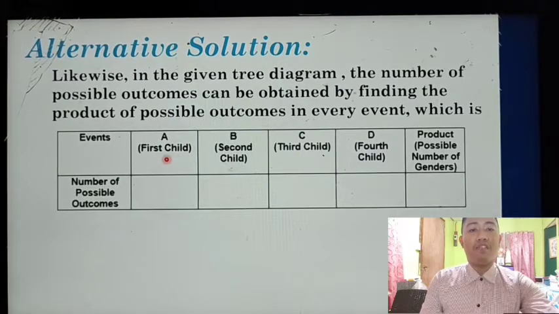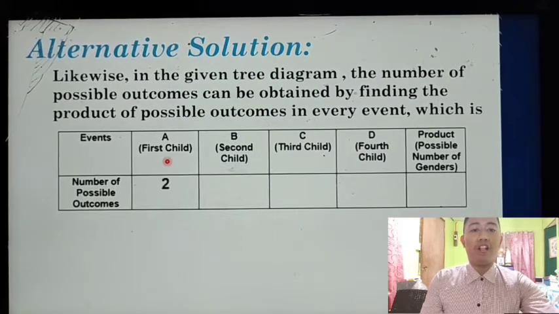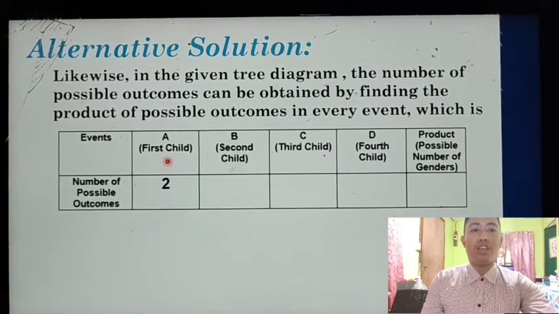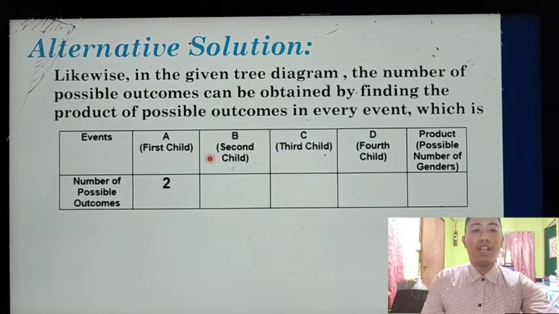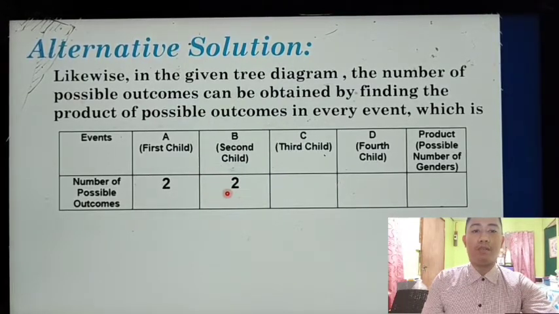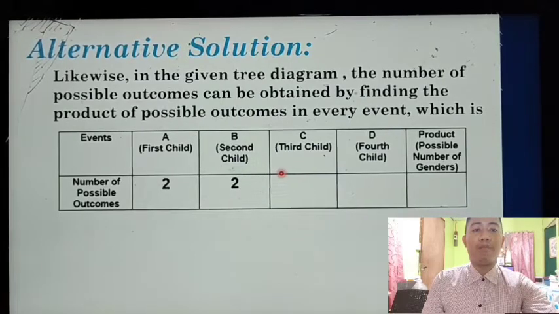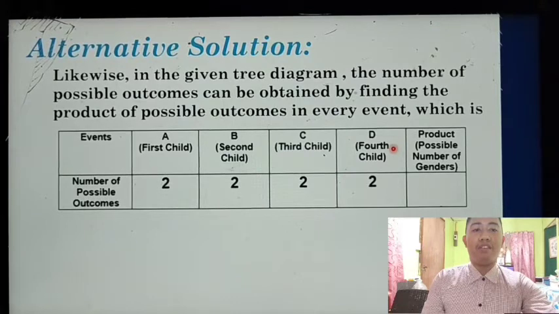We all know that the first child you give birth to might be a boy or a girl. Meaning to say, there are only 2 choices. Why? Because the 2 choices we can predict are a boy and a girl. The next event would be the second child. So if the mother gives birth to a second child, there are also 2 possible genders. It might be a boy or a girl also. So we have the second child, which is 2. Same with the third child, it might be a boy or a girl also. There are 2 possible choices. And lastly, we also have 2 possible choices for the fourth child.